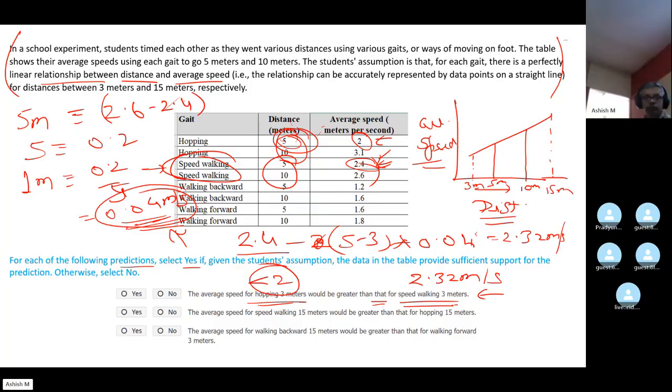So we need to calculate. If we have the data, once we figure out the slope, we might as well just write it here. It says that the data in the table provides sufficient support for this prediction. Is this yes or no? This is not greater. Is the average speed for hopping greater than that for speed walking? No, that's the reason for no. Can this be predicted? No, this prediction is wrong, that this average speed is greater than this.